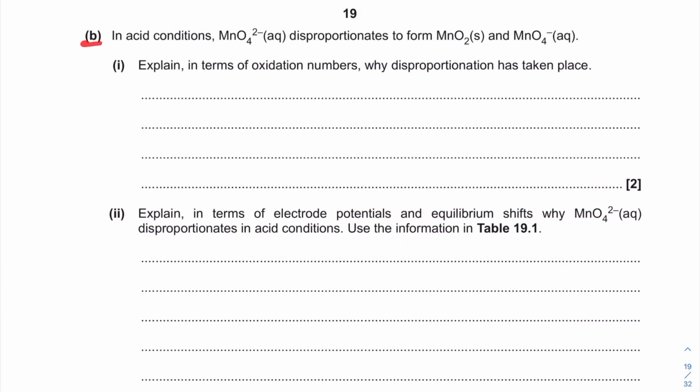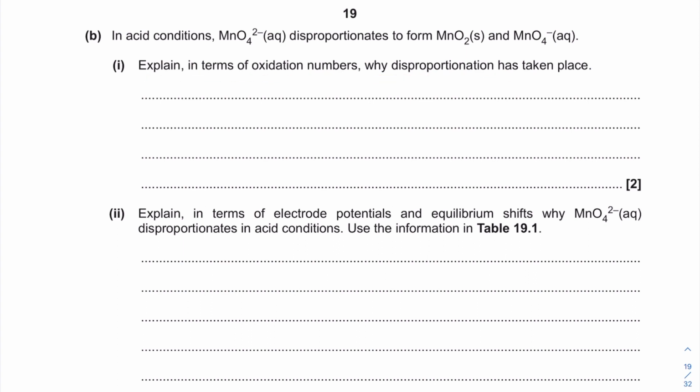B. In acid conditions, manganate aqueous solution disproportionates to form manganese dioxide and manganate -1 ion. I. Explain in terms of oxidation numbers why disproportionation has taken place.